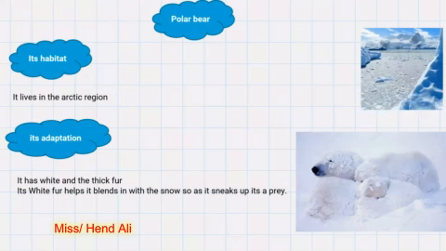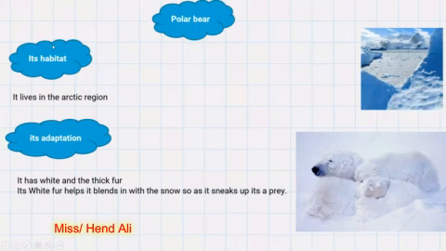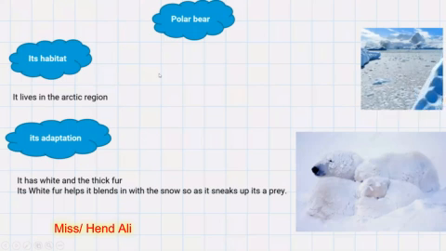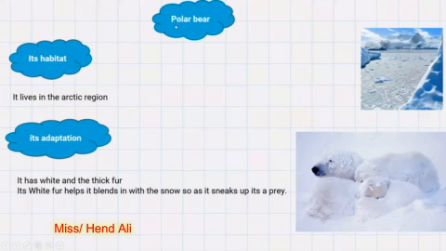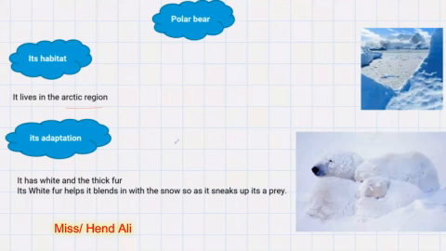The first example for camouflage is the polar bear. Okay, its habitat. Where does the polar bear live? The polar bear lives in the Arctic region. Okay, its adaptation. Look at the polar bear. How many polar bears in this photo? If you know the answer, comment below and tell me the answer. Adaptation: the polar bear has white fur, and the snow is white. So the polar bear can blend in with the snow and sneak up on its prey.